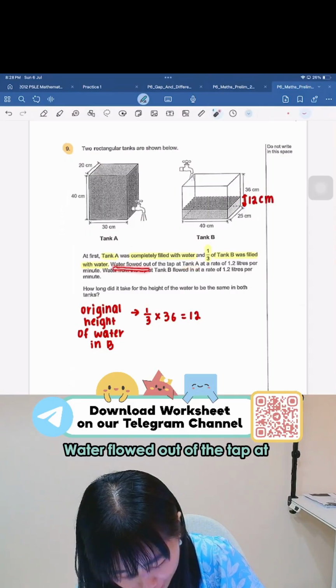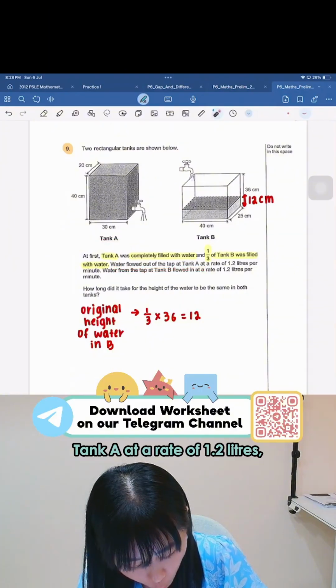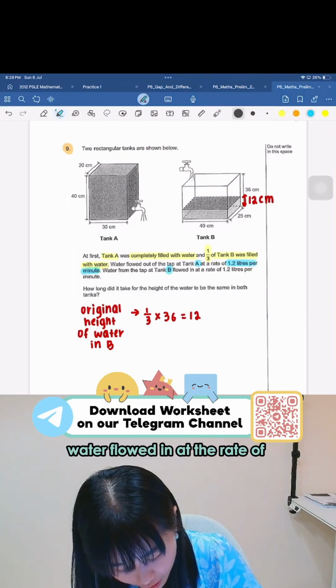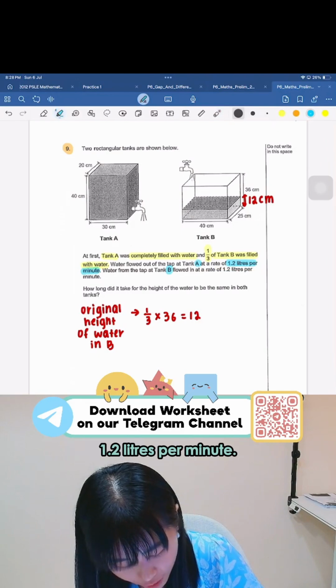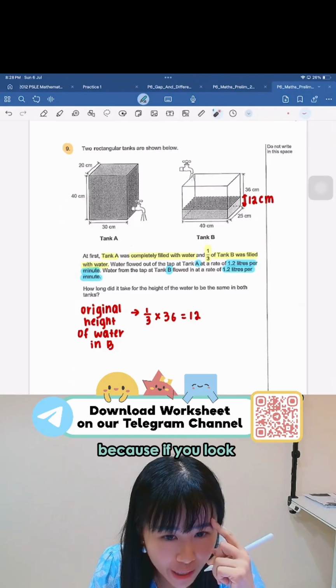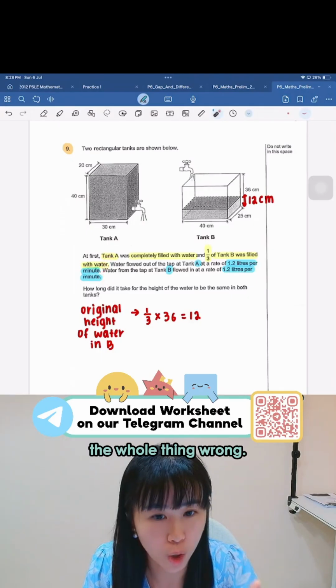Okay, so next, what happened? Water flowed out of the tap at tank A at a rate of 1.2 liters per minute. And for B, water flowed in at the rate of 1.2 liters per minute. Now this is actually very tricky because if you never read carefully, you might be doing the whole thing wrong.